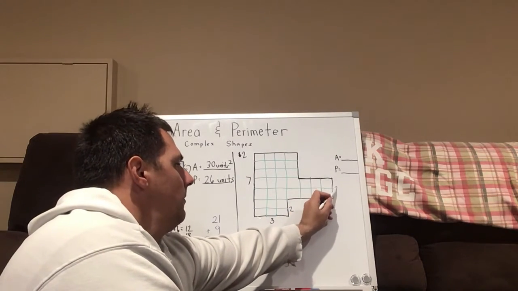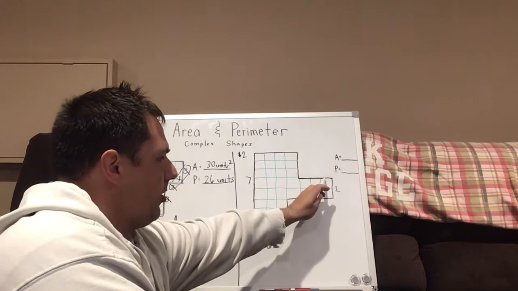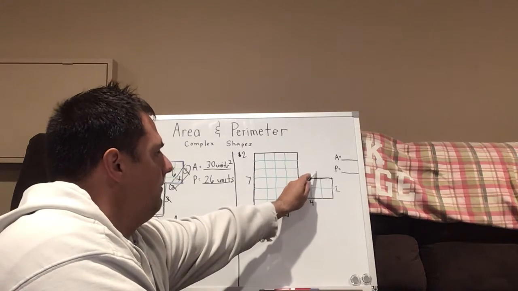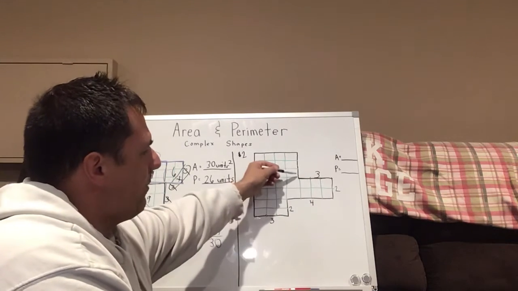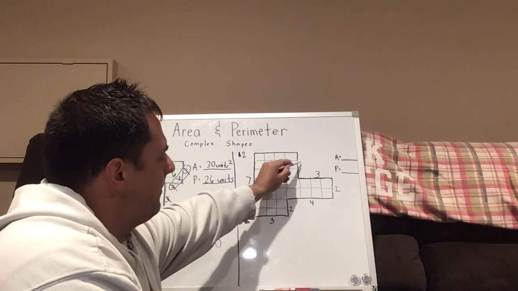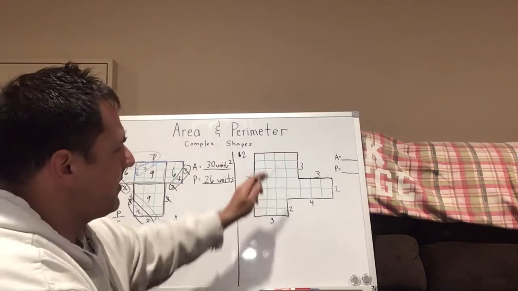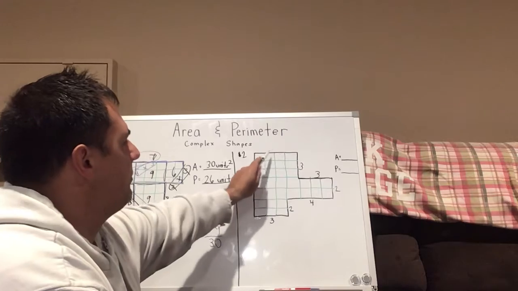1, 2. I'm going to count my units across. 1, 2, 3. I'm going to count my units up. 1, 2, 3. And my last side, I'm going to count across the top. 1, 2, 3, 4.